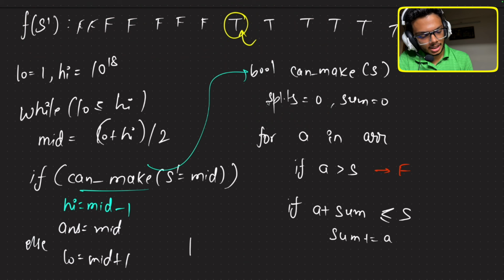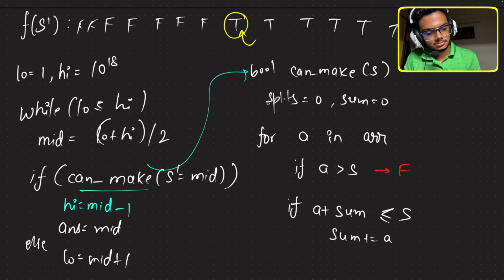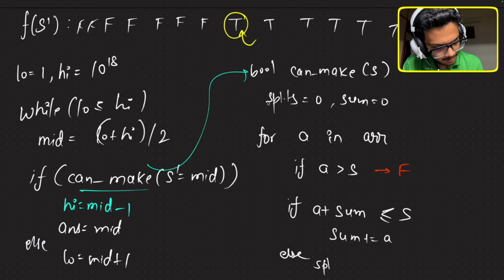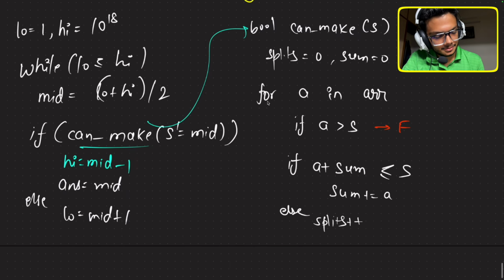So you have some elements in your current part. If you can include this guy so that the maximum sum is still not exceeding s, very well include it. But if it is exceeding the maximum sum allowed, then we have to increase the splits. And sum changes to a, right?